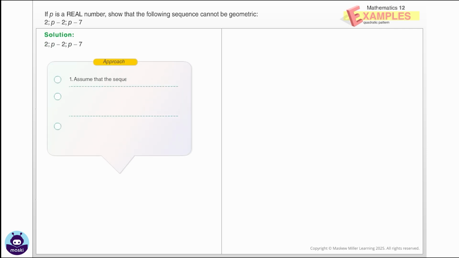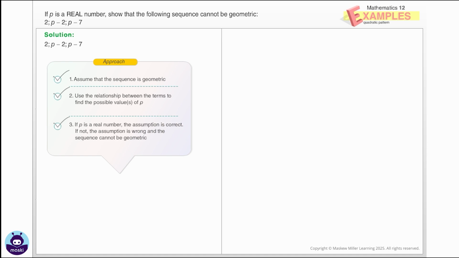We assume that the sequence given in the question is a geometric sequence. Then, we will determine the possible values of p. If p turns out to be a real number, then our assumption is valid. If p is not real, the assumption is wrong, and therefore the sequence is not geometric.